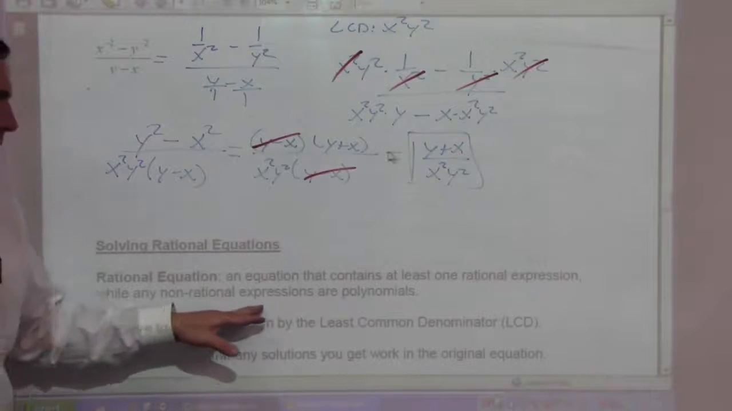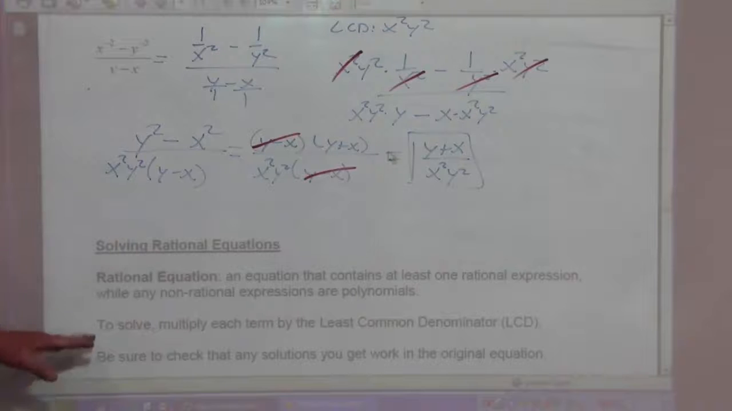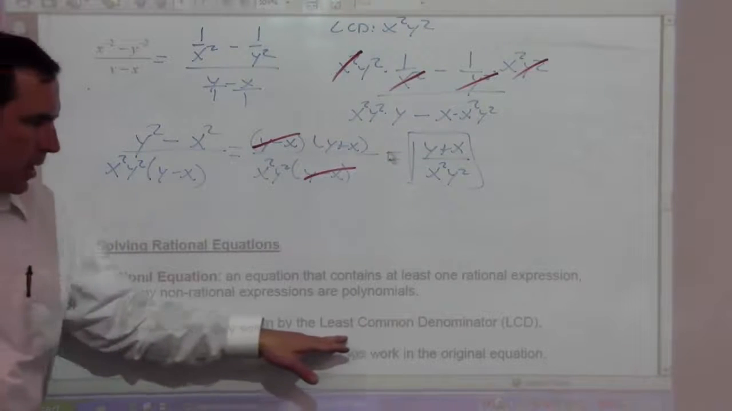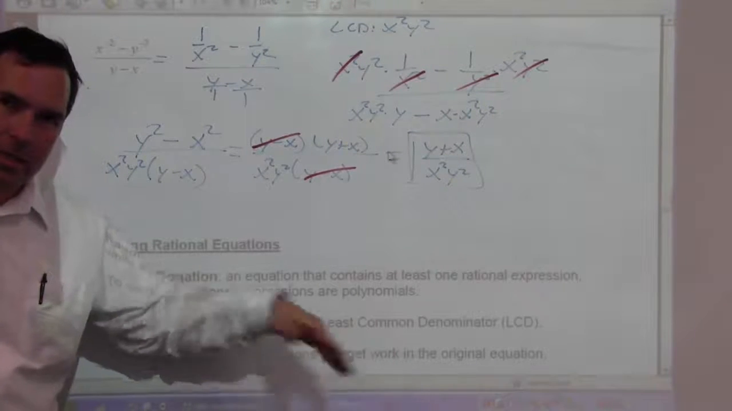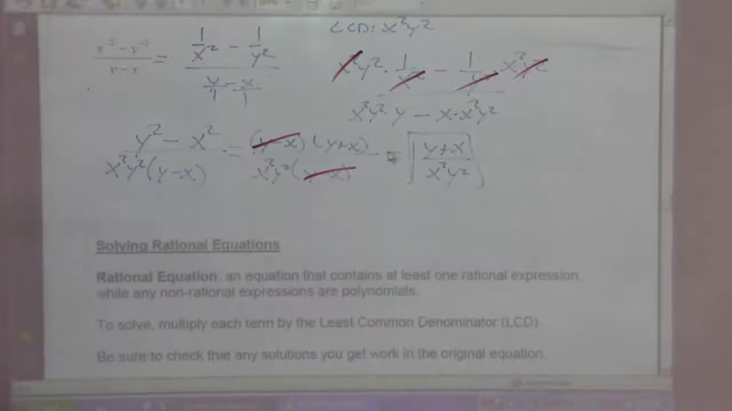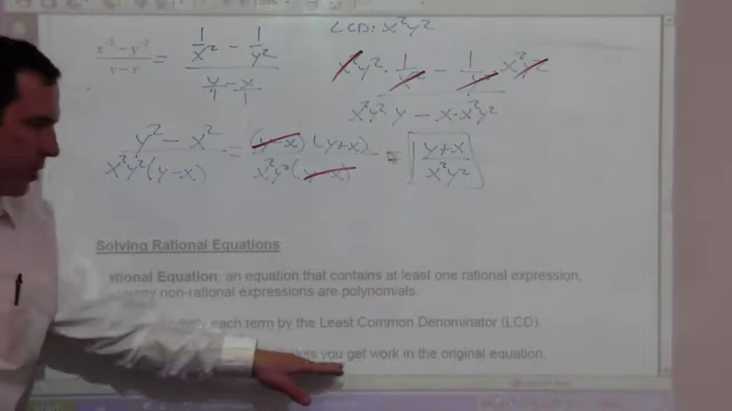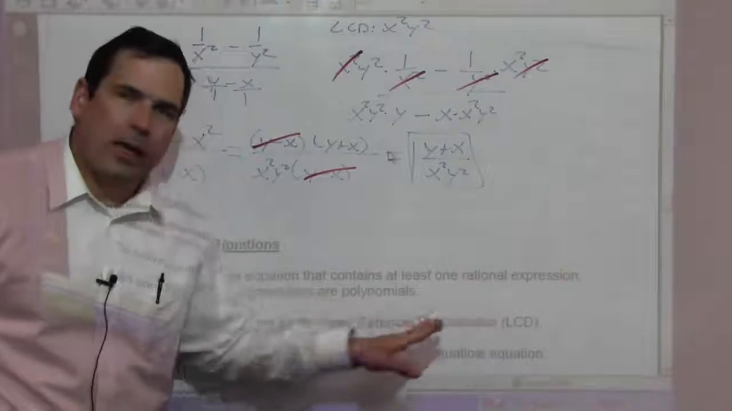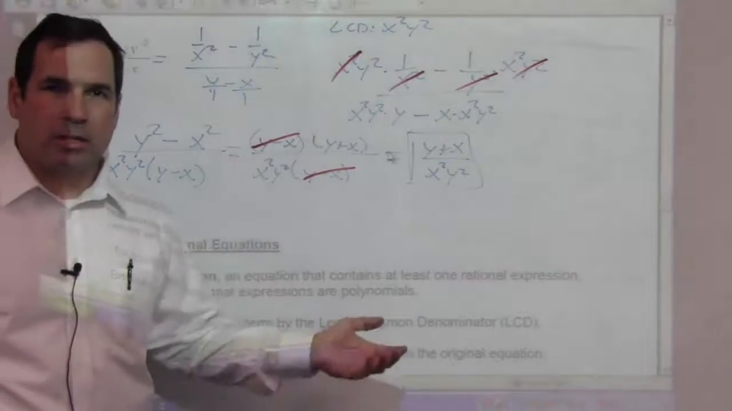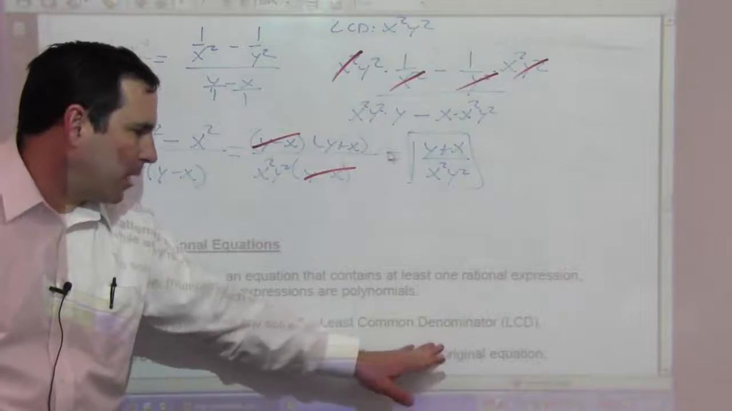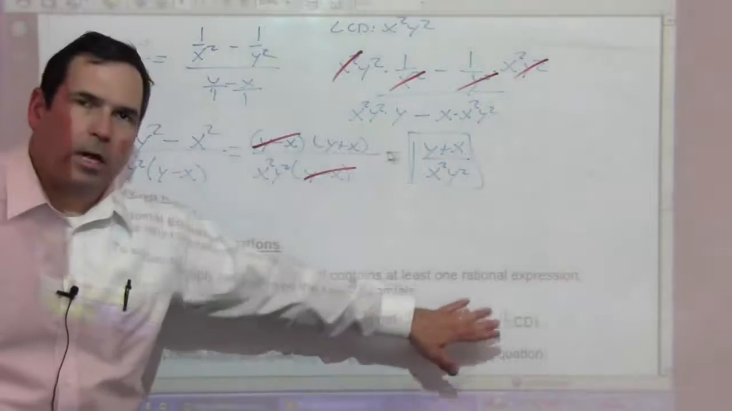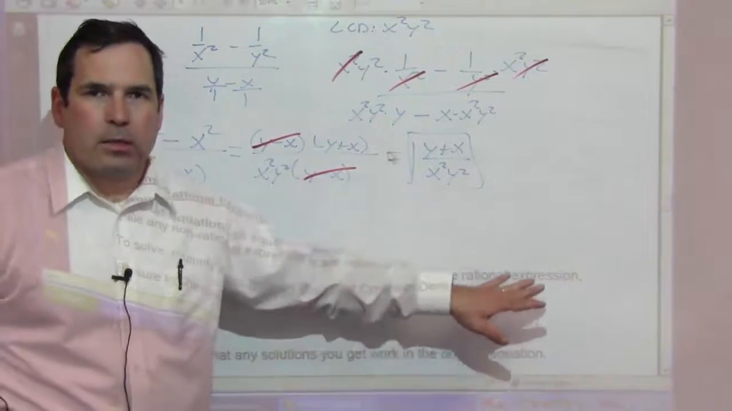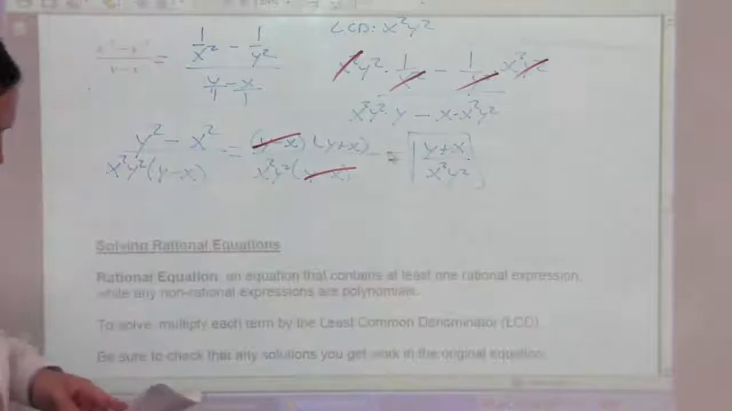any other non-rational expressions are polynomials. To solve, multiply each term by the least common denominator, the LCD. You're going to clear out the fractions. Be sure to check that any solutions you get work in the original equation, because when we multiply it through by the LCD, we don't want to introduce an extraneous solution. So we have to make sure that the values we get are not going to make the denominator, the LCD, 0.